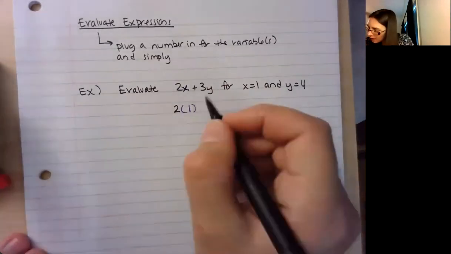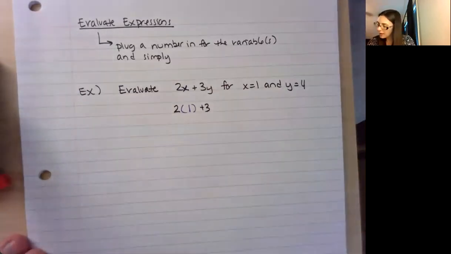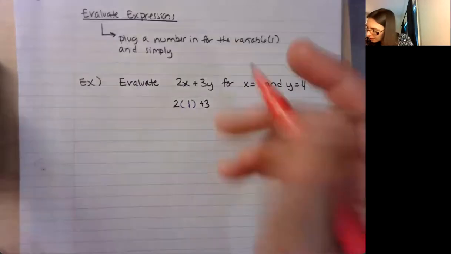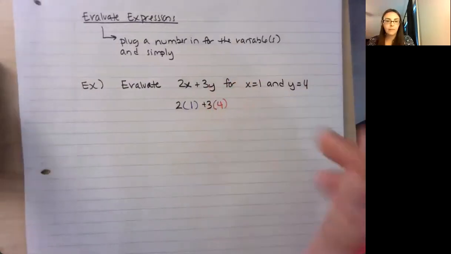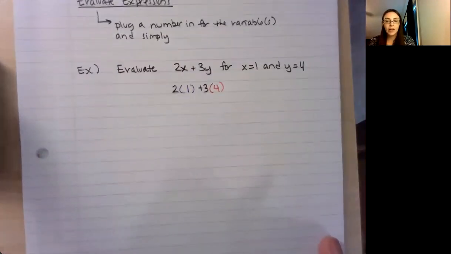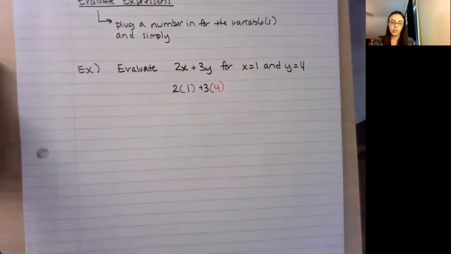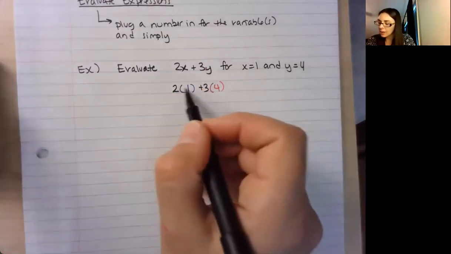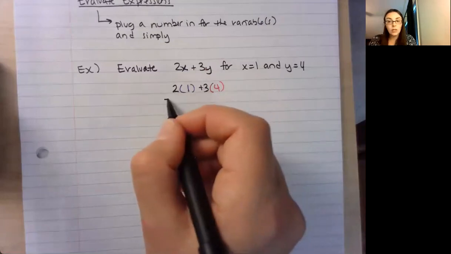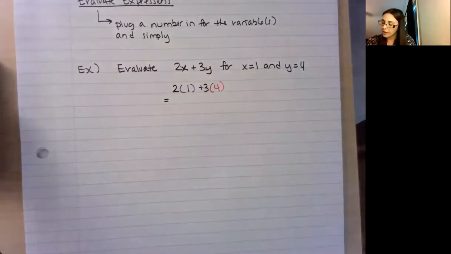And then for my y, I'm going to do the same thing. Wherever I see that y, I'm going to replace it with, in this case, the number 4. I like to use parentheses when I evaluate because it reminds me what to do. So here I can see 2x means 2 times x. So I'm reminded here this is 2 times 1. I'm multiplying. And you do need to use your order of operations when simplifying.